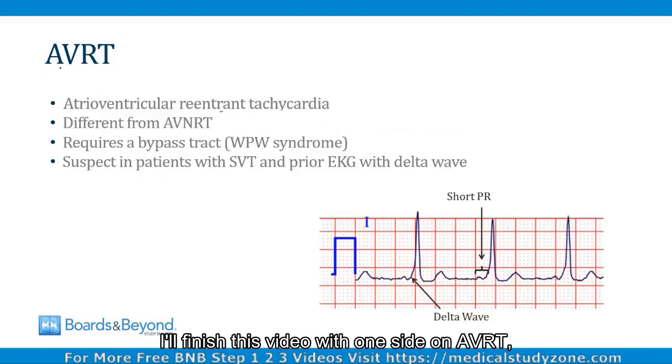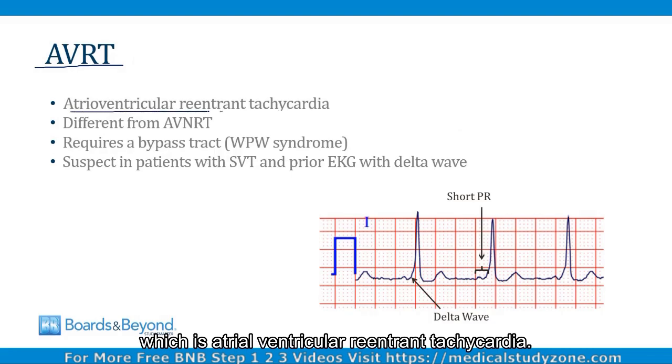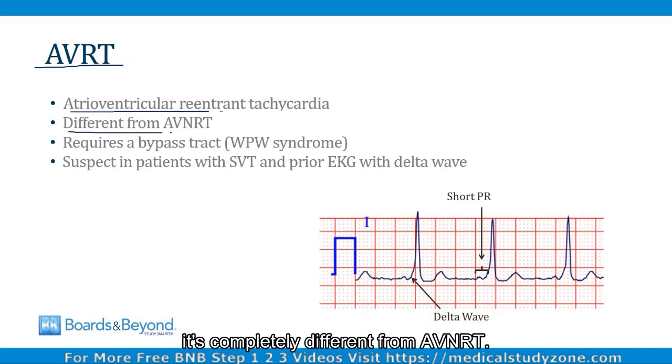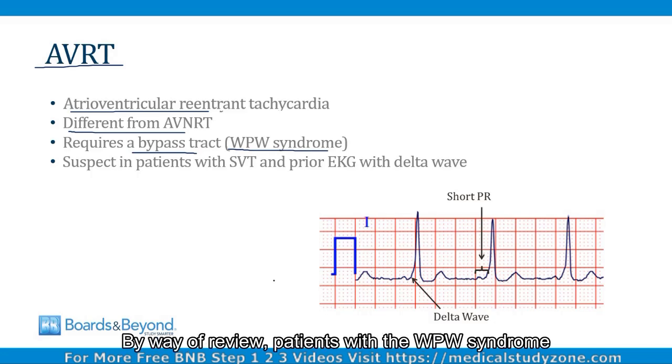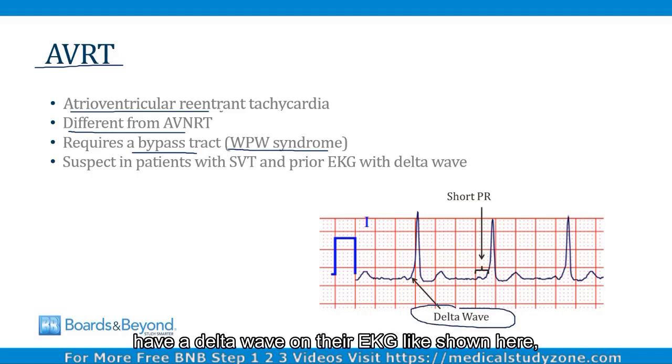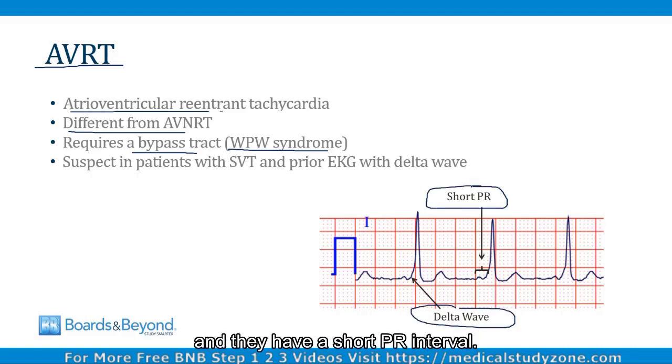I'll finish this video with one slide on AVRT, which is atrioventricular reentrant tachycardia. This is another cause of a PSVT, and even though it sounds a lot like AV-NRT, it's completely different from AV-NRT. It's a different arrhythmia entirely. In order to develop AVRT, the patient must have a bypass track, which means they must have the Wolff-Parkinson-White syndrome. By way of review, patients with the WPW syndrome have a delta wave on their EKG like shown here, and they have a short PR interval.